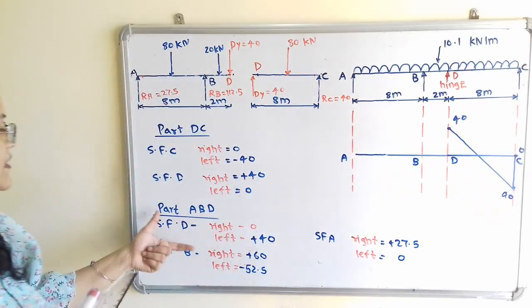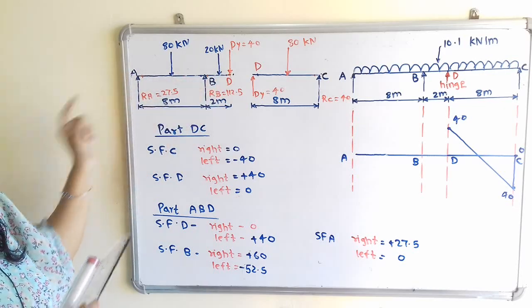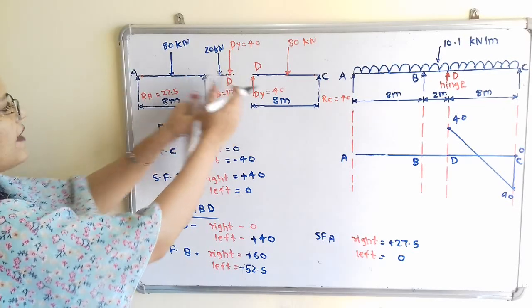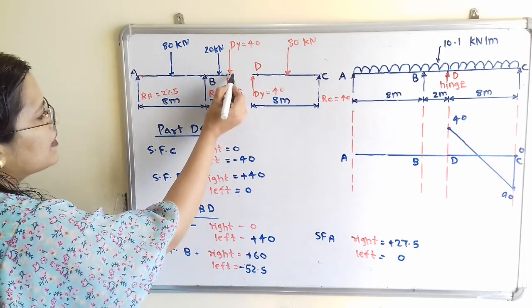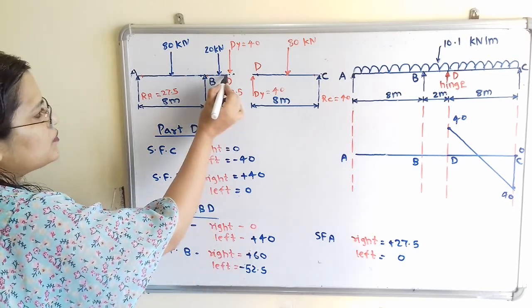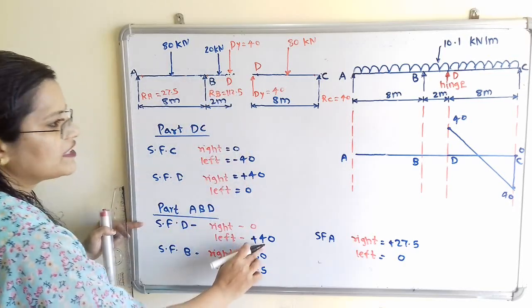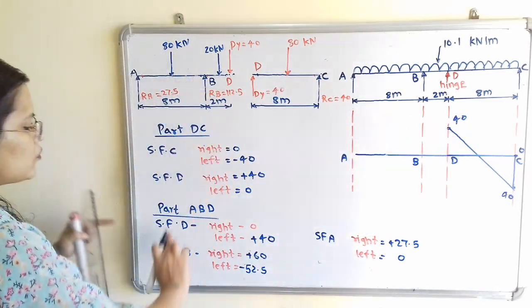Now we will move to the second part, ABD. Now we will concentrate on this part. Again we will move from right to the left hand side. So at point D, we have to consider the right hand side point. So it is 0. Then next point is the left hand side point. So it is plus 40. So here is the plus 40. Then we will move to the point B.